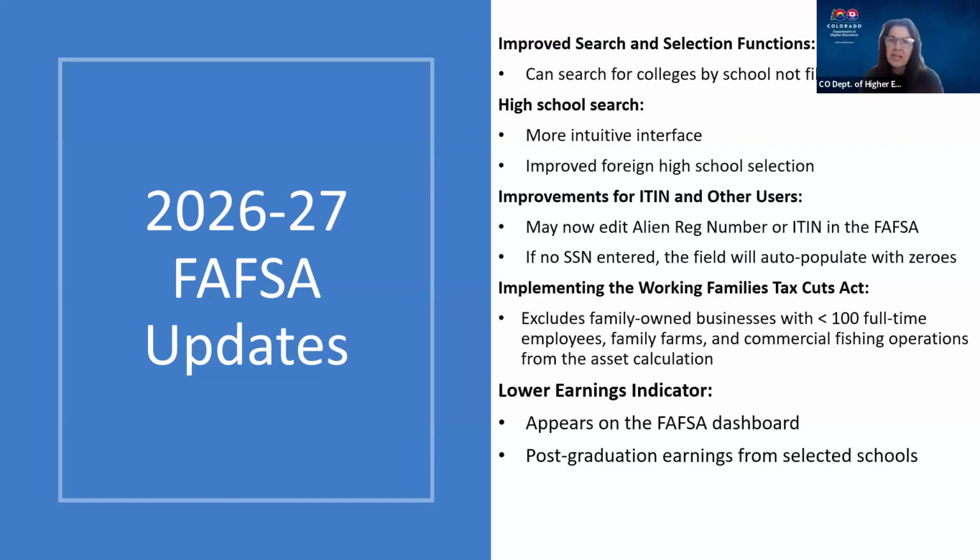And then also there's a new exclusion. If families own a business with 100 or fewer full-time employees, if they own a family farm or a commercial fishing business, those are not included in the asset calculation. There is now a lower earnings indicator on the student's dashboard, and this will tell them if one of the schools they chose, if their graduates are earning less than they should be.